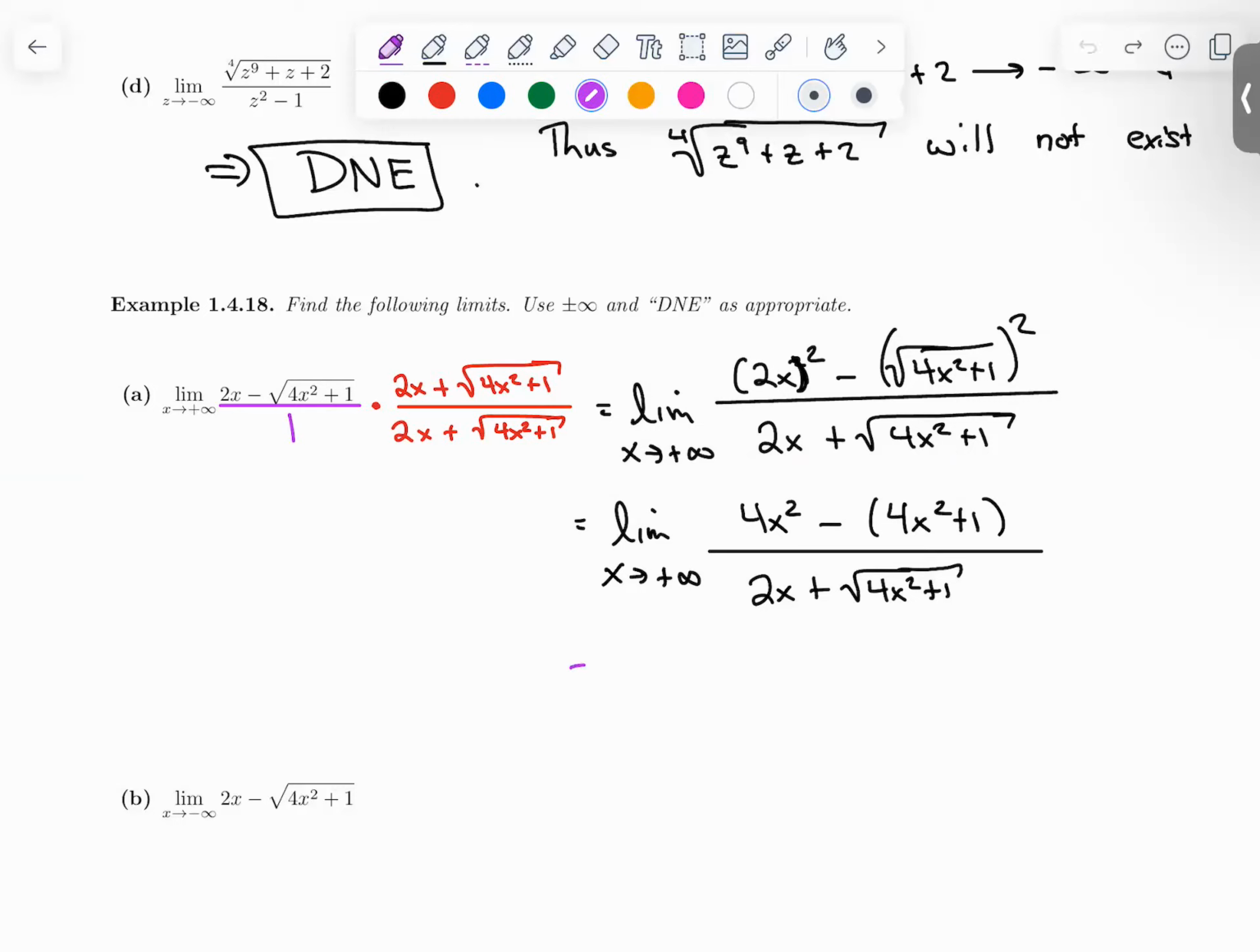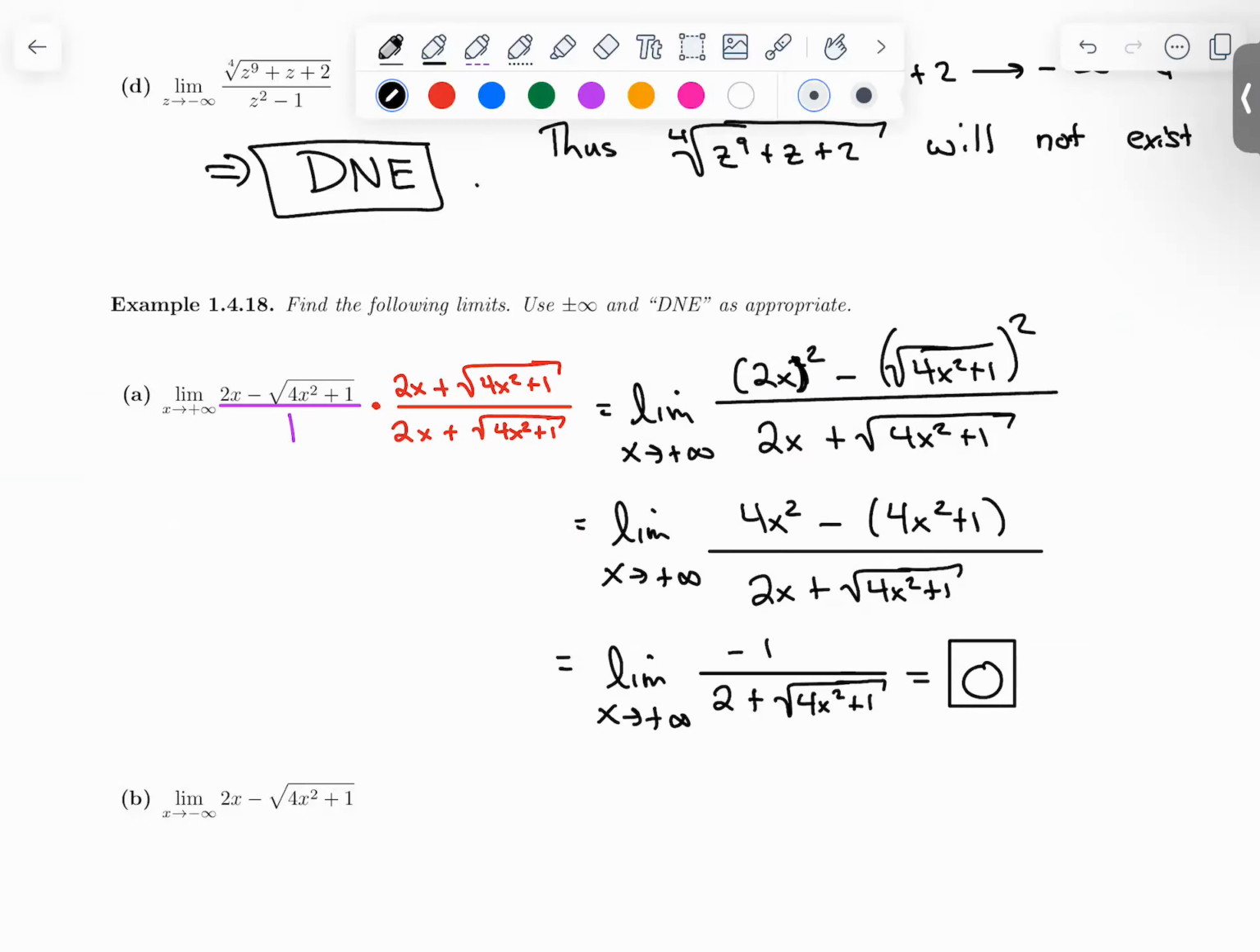And this will equal, once we distribute that minus sign, the limit as x approaches positive infinity of -1 over 2x plus the square root of 4x squared plus 1. And I'm going to claim that that's going to equal 0. And I'm right. I want you to think about why. Take a second to digest it. Why would it be 0? Think about it.